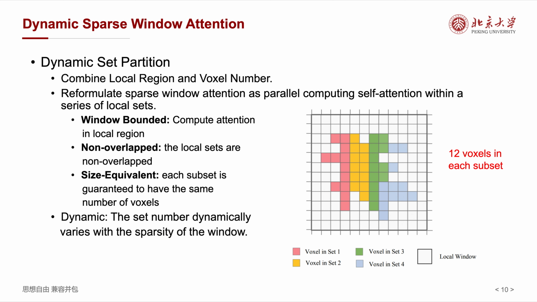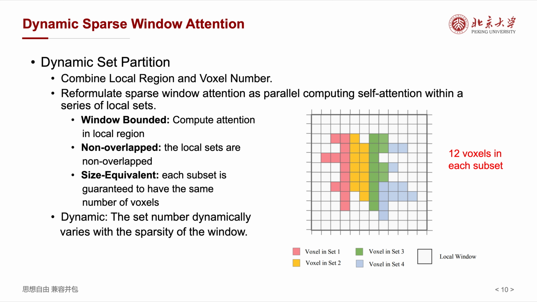Next, I will give some details of our method. I mainly focus on the most important design: dynamic sparse window attention is the core idea of our paper. For sparse data, you always need something dynamic. If you fix the local windows, the voxel number will be dynamic. If you fix the number of voxels, you need dynamic local regions. Is there a way to balance these two things? The dynamic set is proposed.